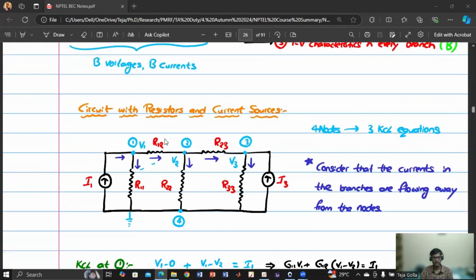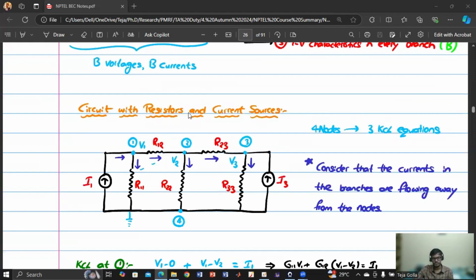Say the 4th node I'm considering to be ground, because I have the freedom to consider any terminal as ground unless they have given one. So if in the given circuit there is no ground, I am free to assume any terminal to be ground. But if they have given a ground, we have to consider that terminal as ground.